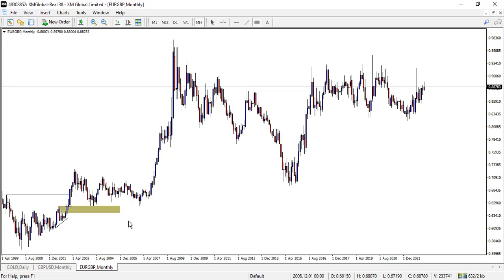We start here with our breakout block. As you can see, we already have a mitigation here. This is the breakout block of a micro structure, and we already have a mitigation here. And then we have the second mitigation here. This mitigation comes from this high right here.